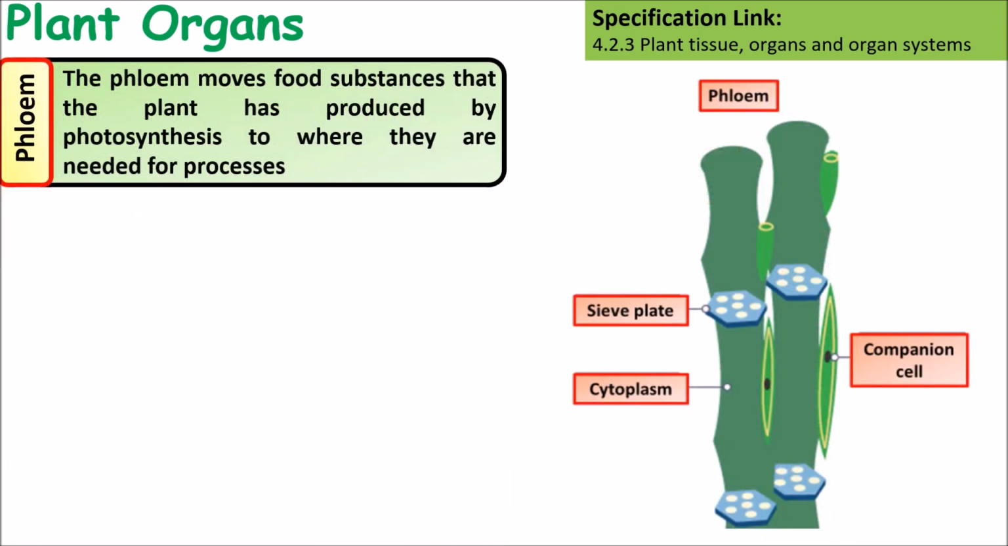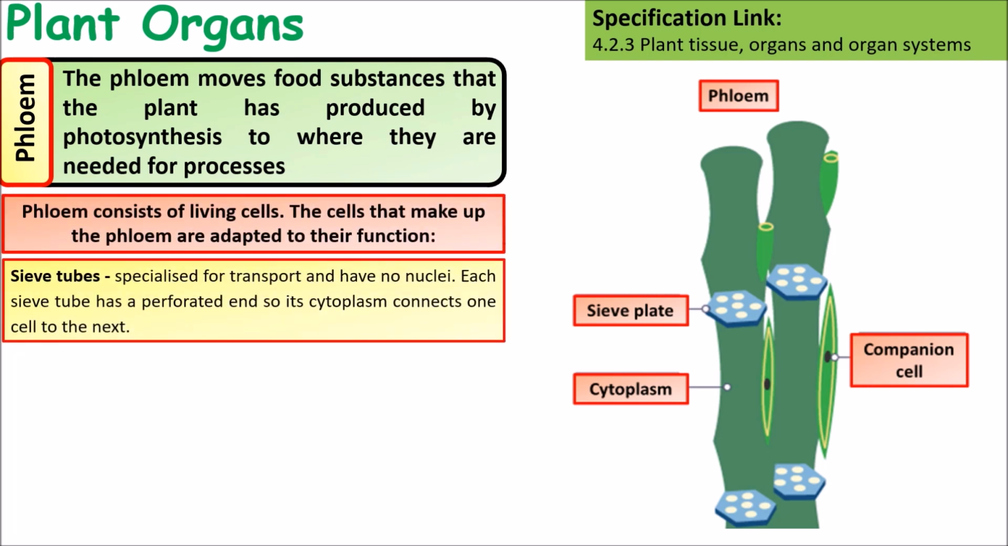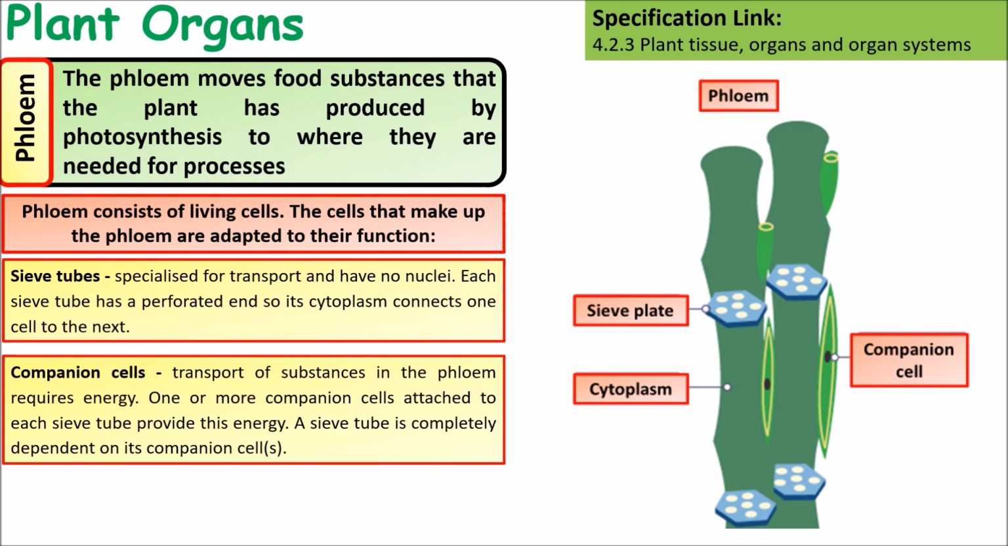Phloem moves nutrients in the plant in both directions. So phloem is made from sieve tubes, which are specialised for transport and have no nuclei. Each sieve tube has a perforated end so that the cytoplasm can connect with the next sieve tube. Around them they have companion cells. These companion cells provide everything else that the phloem cells, the sieve tubes, need to survive.